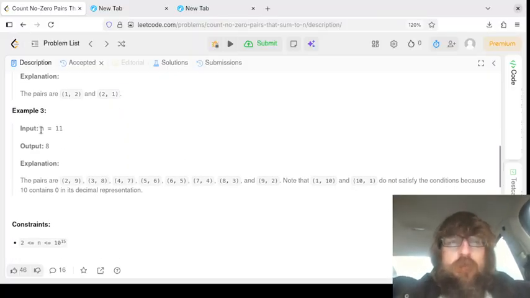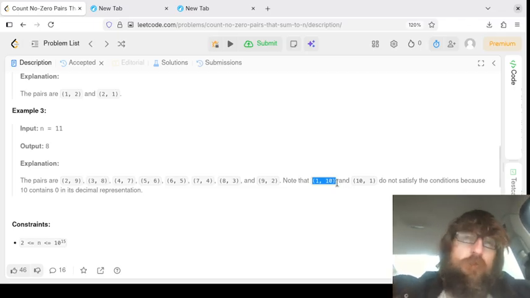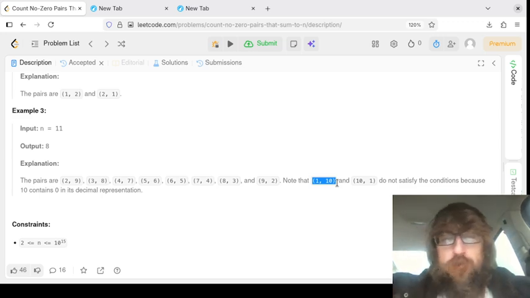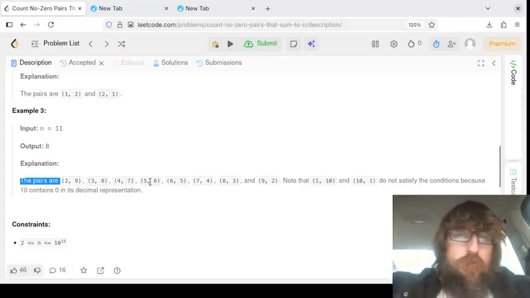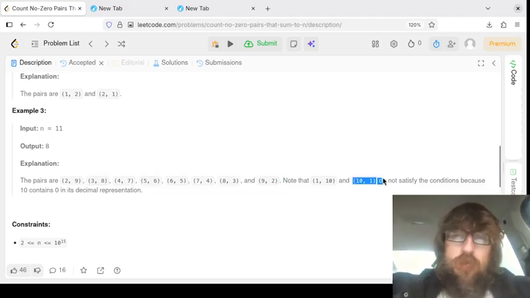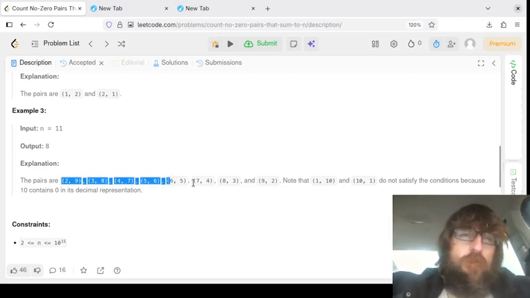And for n equals 11, the output's 8. This gets a little more interesting. So you skip 1 paired with 10. And note all the pairs are limited by n minus 1, because it'll be 1 up to n minus 1, which is this pair. But 2 through 9 works, but 10 and 1 does not. So n minus 1 is 10 pairs. 2 of the 10 pairs are discounted. So there's 8. Right?